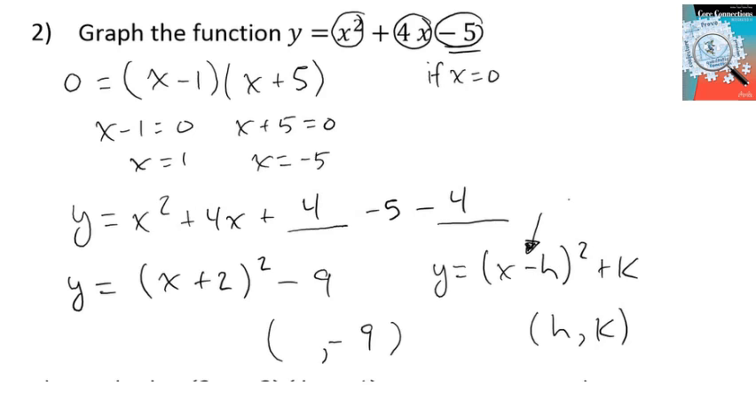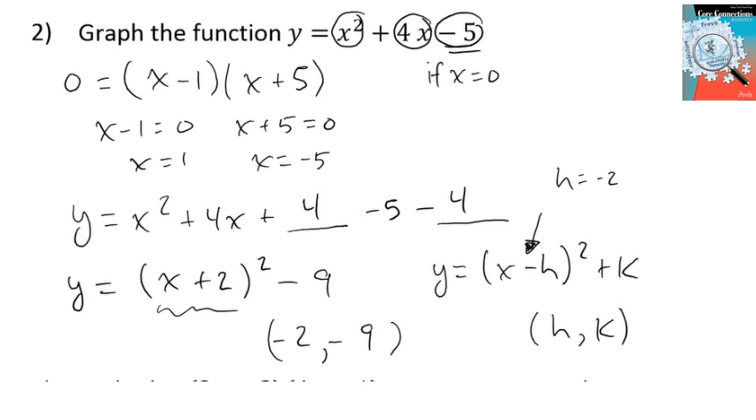Well, let's put it this way. If h is equal to negative 2, then I have the opposite of negative 2, and that's why this becomes a positive. So h is the value negative 2. Another way to think of it is h is the value that will make this thing that's being squared equal 0.